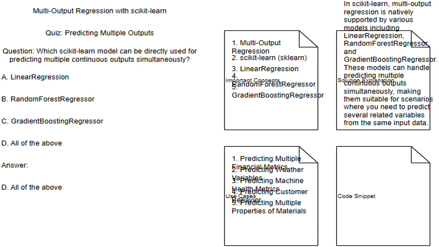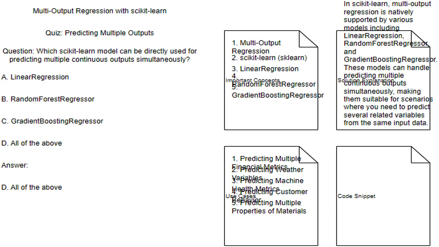Question: which scikit-learn model can be directly used for predicting multiple continuous outputs simultaneously? A. Linear regression. B. Random forest regressor. C. Gradient boosting regressor. D. All of the above.